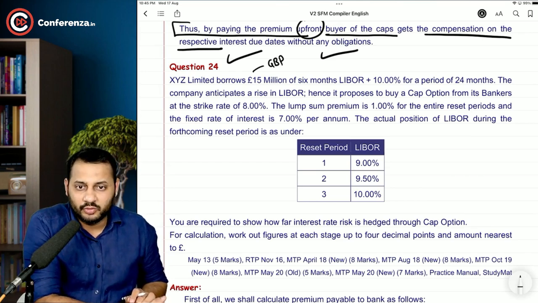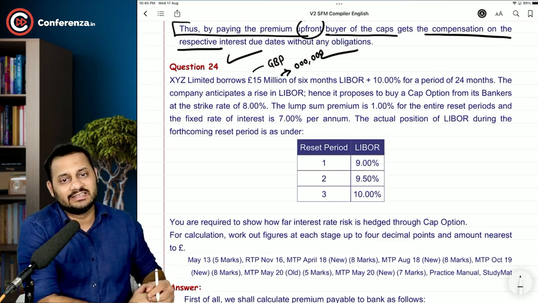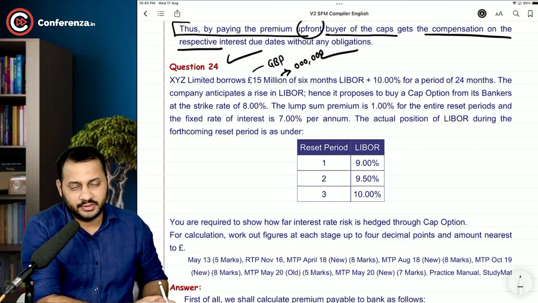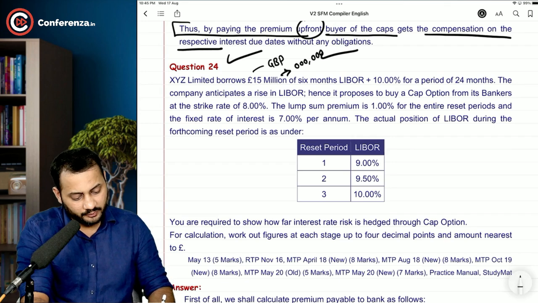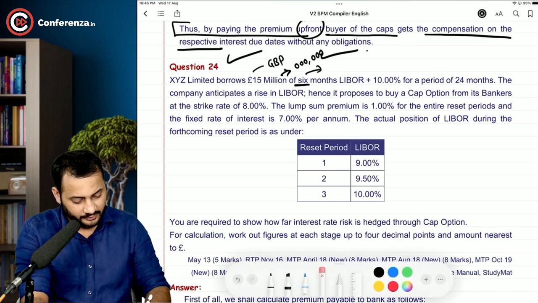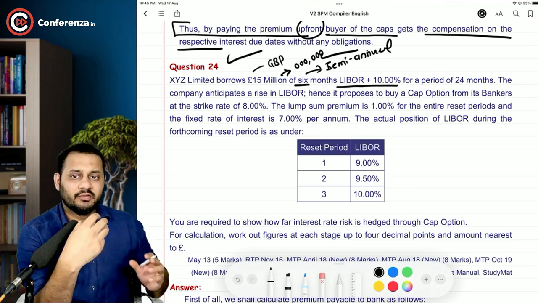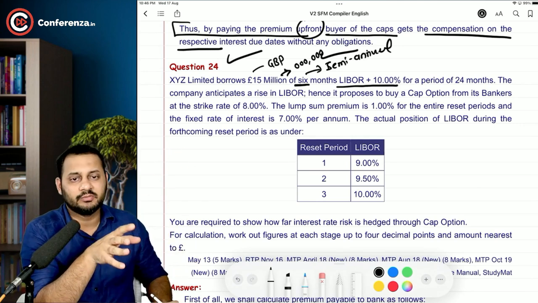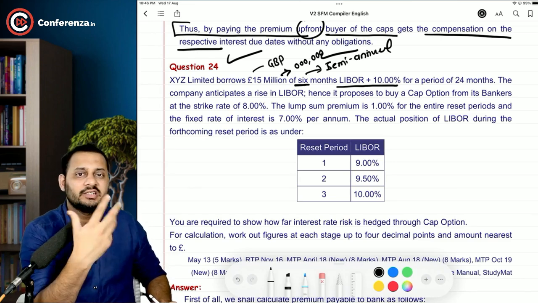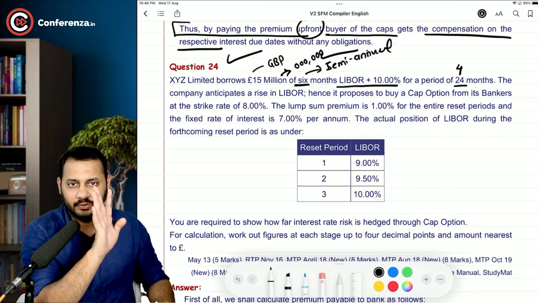So XYZ Limited has borrowed this much money. 1 million has 6 zeros. The loan is at 6 months LIBOR plus 10% for a period of 24 months. Understand that 6 months means this is the compounding, or we can say interest payment dates, semi-annual payment. LIBOR plus 10% is the loan rate. So the bank has given XYZ Limited whatever the LIBOR will be after every 6 months, plus 10%. The 10% is fixed for the whole period of 24 months, so you will be making interest payments to the bank four times.